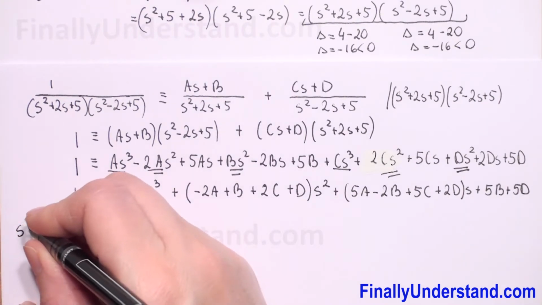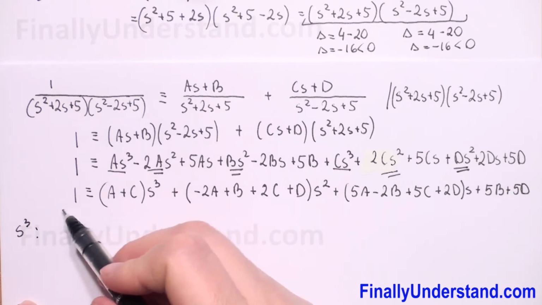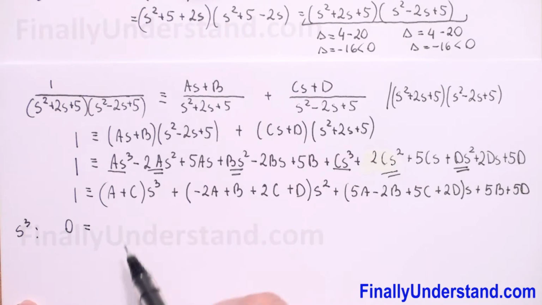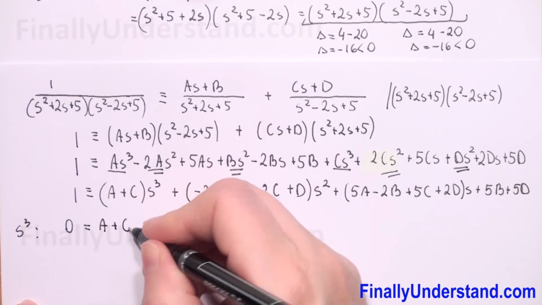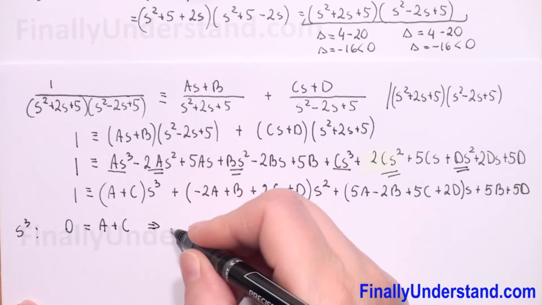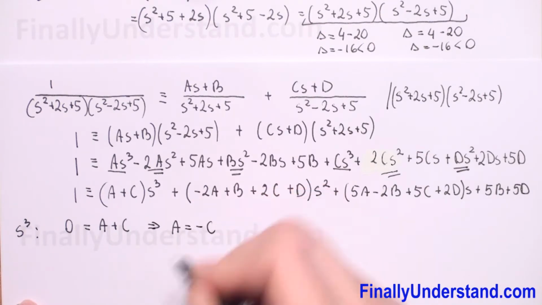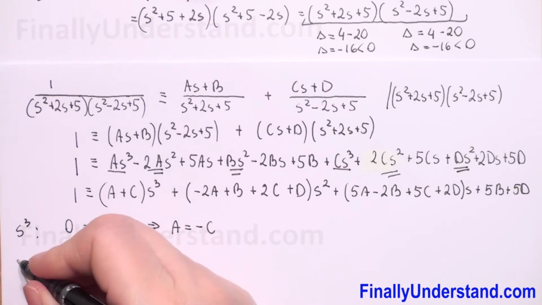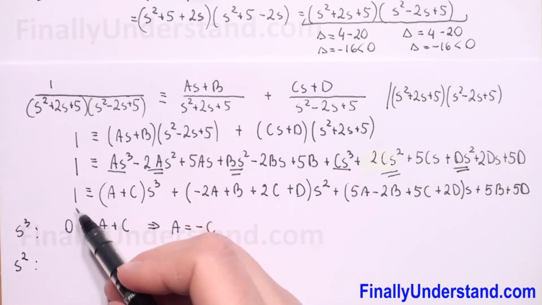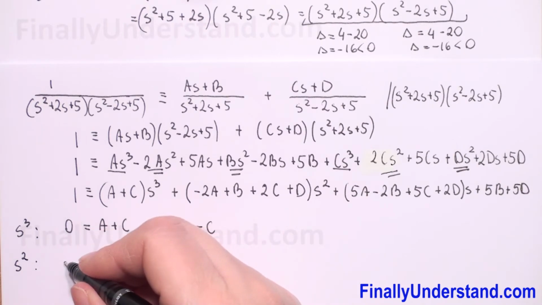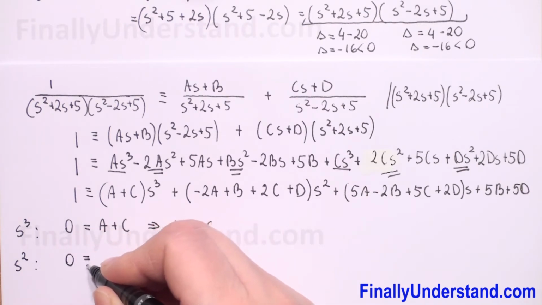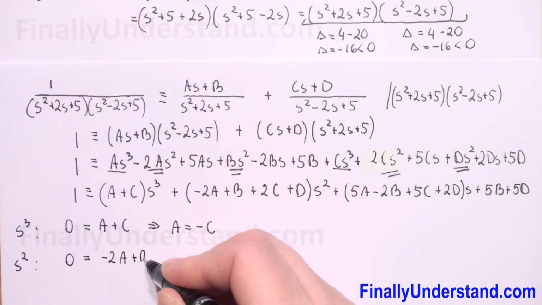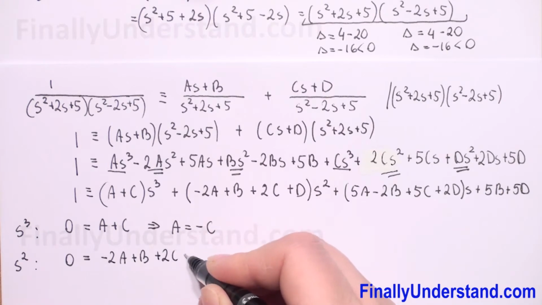We now compare the coefficients of s cubed on both sides first. So we have s cubed. On the left side we don't have it, so it means this is equal to 0. And we have a plus c. So we can write that a is equal to negative c. Now we have to compare the coefficients of s squared. We don't have it on the left side, so it means the coefficient is 0 and this is equal to negative 2a plus b plus 2c plus d.